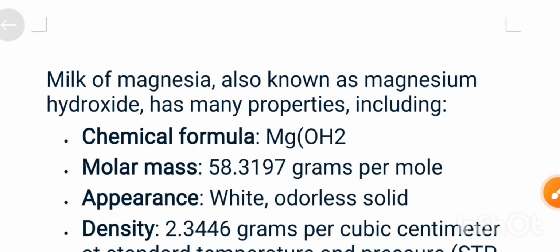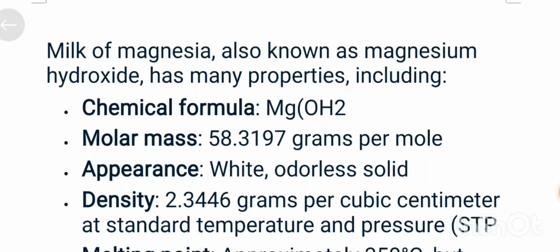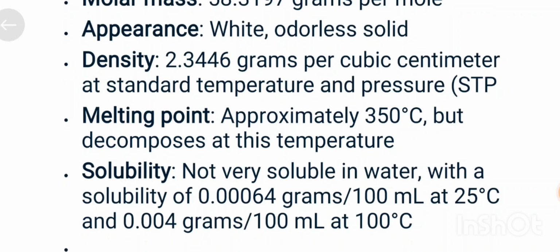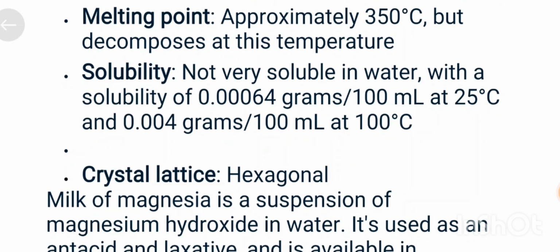Milk of magnesia, also known as magnesium hydroxide, has many properties including chemical formula Mg(OH)2, molecular mass 58.31 grams per mole, appearance is white odorless solid, and melting point is approximately 350 degrees Celsius. Solubility: not very soluble in water. Next question.